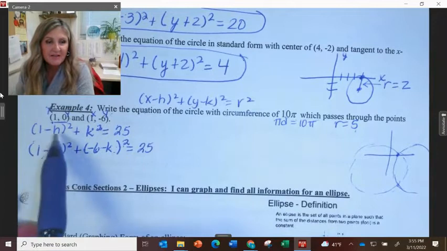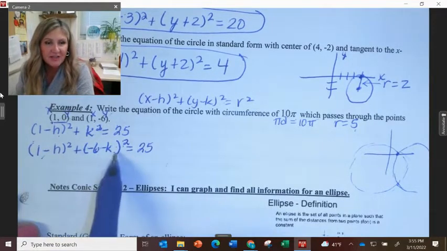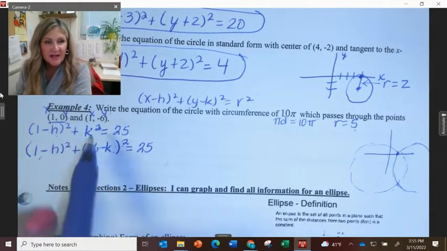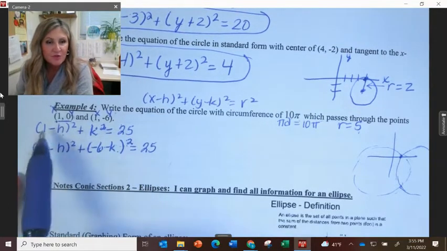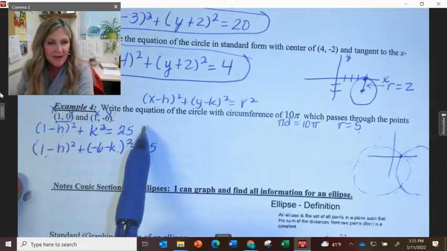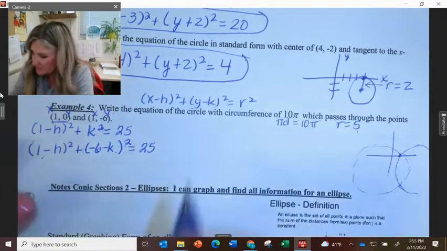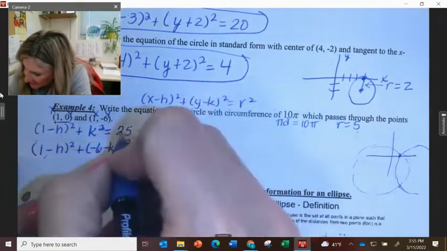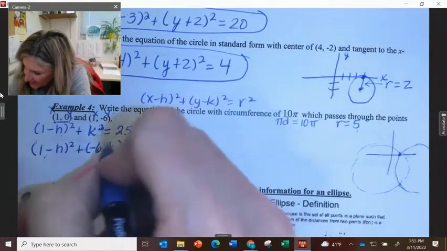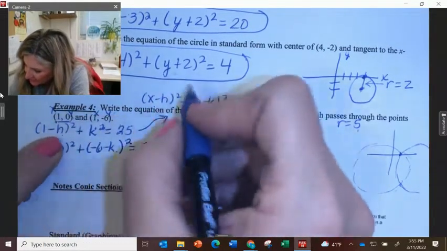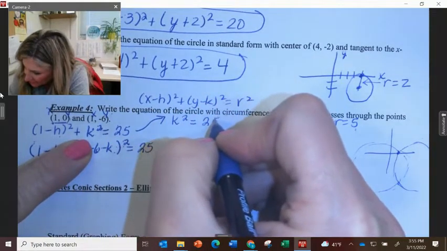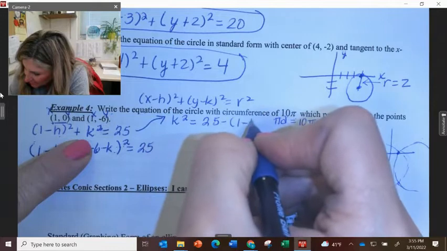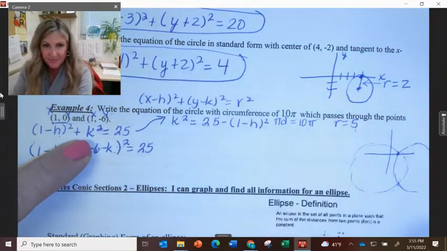Like I was saying, I've got two variables, h and k. But look at this, guys. Can't I solve this for 25 minus 1 minus h squared? See what I'm talking about? Look, I can take this equation and I can say, if I take this over to the other side, k squared is going to have to be equal to 25 minus 1 minus h squared. Agreed?